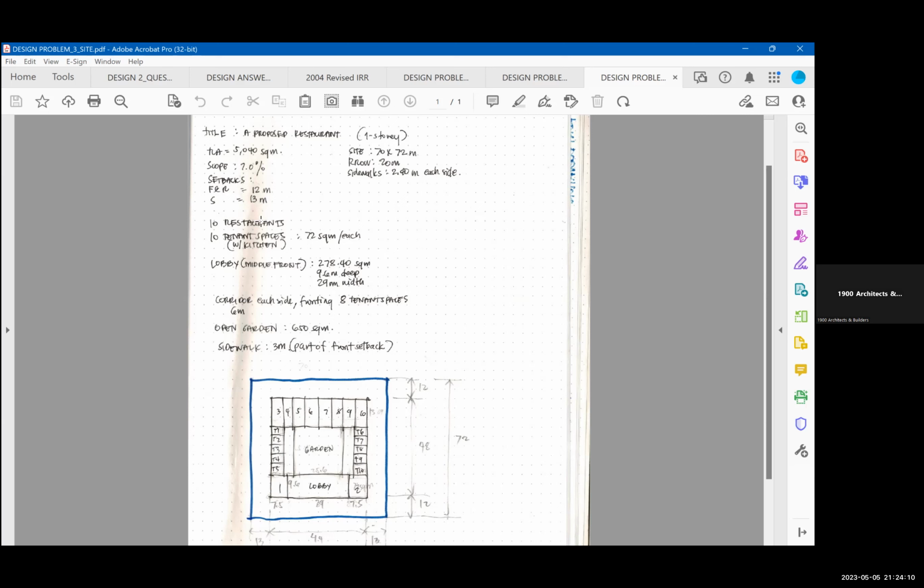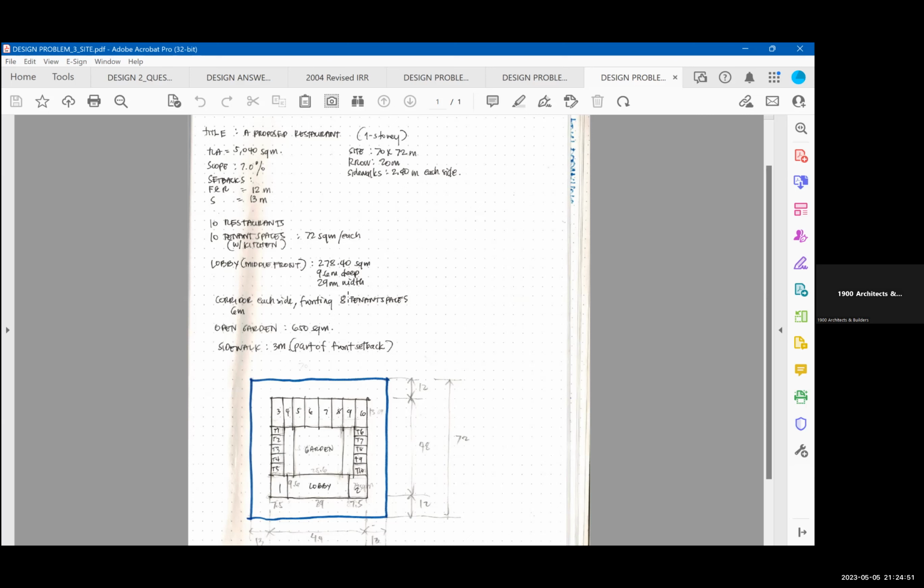And then, sinulat ko din yung mga inclusive nandun sa building itself. So, may 10 restaurants daw. Tapos ito nga, may 10 tenant spaces pa. Okay? Tapos may lobby. Yung lobby, specific siya kung nasaan. Tapos, binigay niya yung area ng lobby. Pero nagbigay din siya 9.60 daw. So, kaya ako nakuha yung 29 meters na width kasi dahil sa area. Okay? Then, may corridor on each side, may fronting 8 tenants.